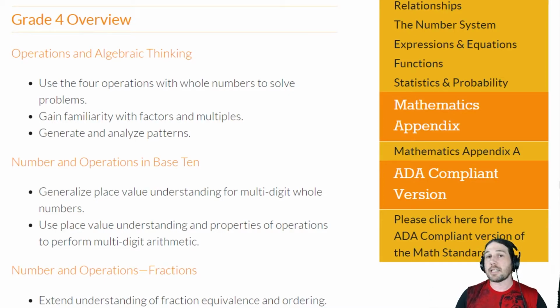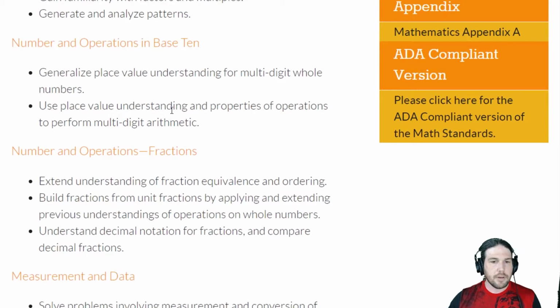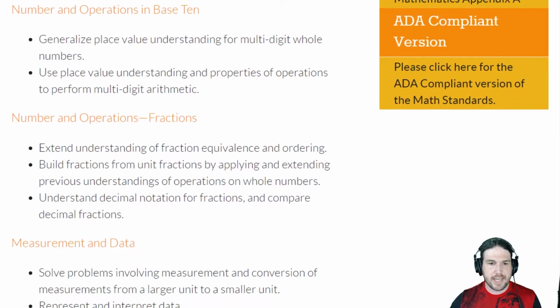Generate and analyze patterns. Patterns are so important in Common Core. So much more important than answers. Number and operations in base 10. Generalize place value understanding for multi-digit whole numbers. Like I said, when I was a little kid, I didn't understand how base 10 worked. At this point, folks should.